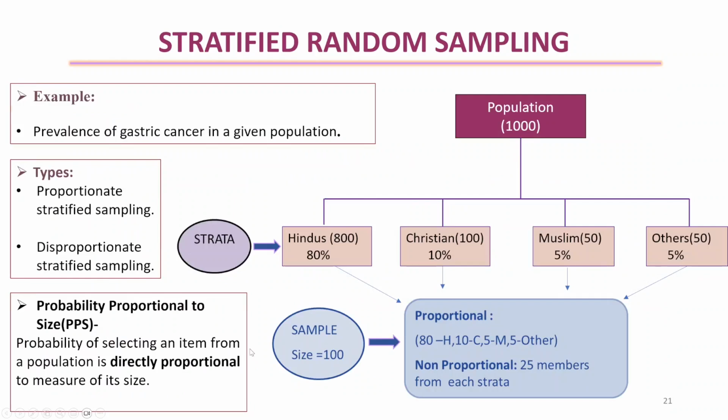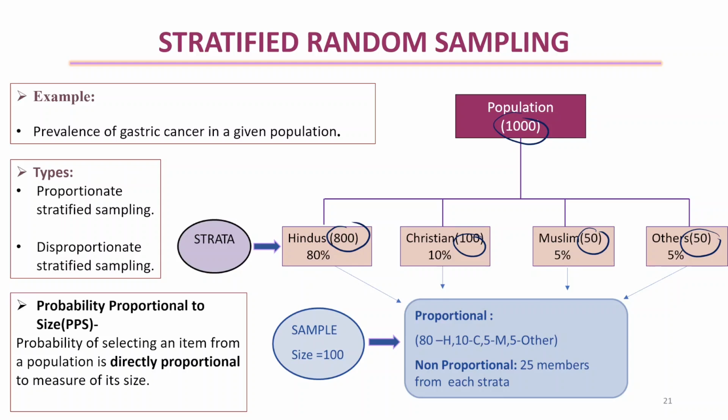Let's understand this with a simple example. Suppose a population has 1000 people. Among them, 800 are Hindus, 100 are Christian, 50 Muslim, and 50 other religions. If we want a sample of 100 people among them, we should not simply select 100 people randomly. There is a chance that one religious group may become underrepresented. Instead, we divide the population into four strata. Then we select participants from each group according to their proportion in the population. This ensures that every subgroup is fairly represented.